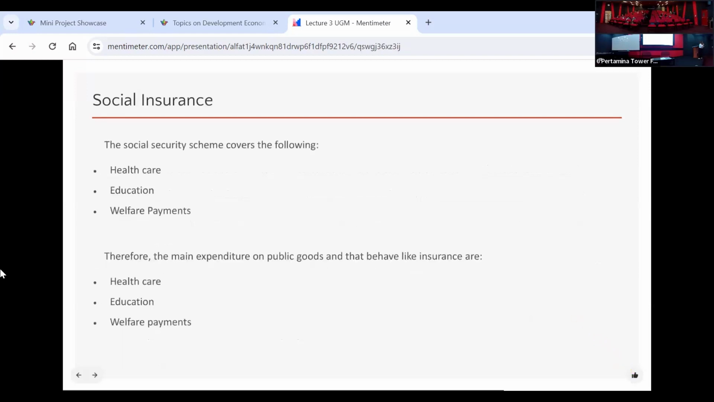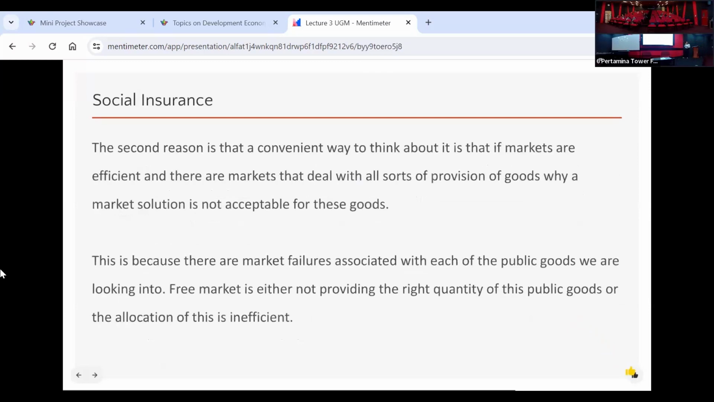However, it's superior to the health system in the US, okay? So this social security mostly covers this. And this main expenditure on public goods behaves like insurance. The second reason is because it's a convenient way to think about it in this form, because markets are efficient. So we're going to first look at private insurance, see how good it is, and then how the government interferes, okay, to provide this type of goods.